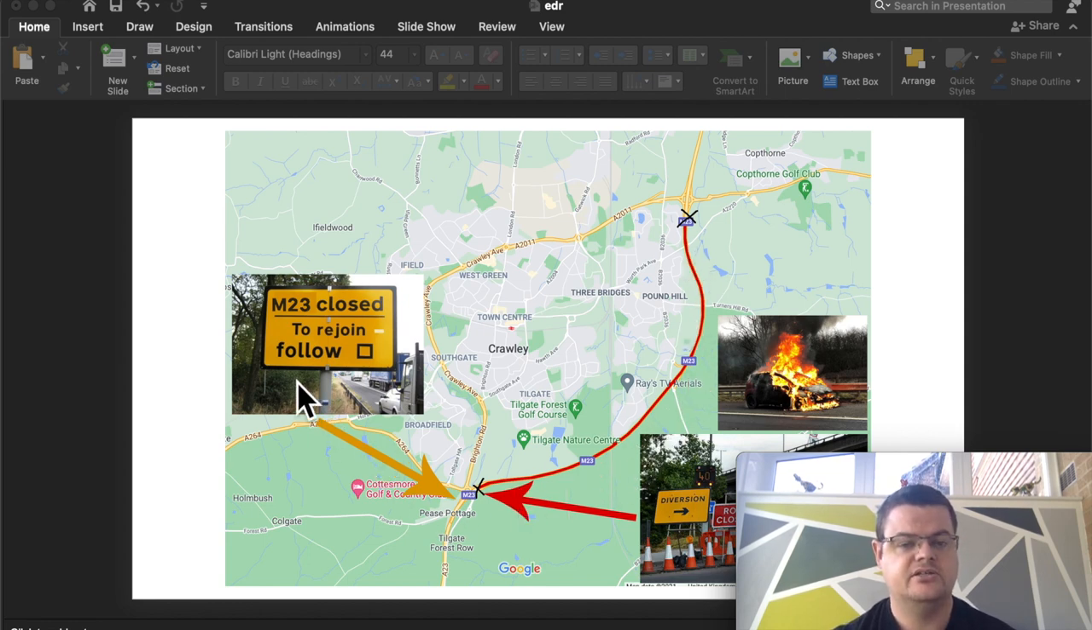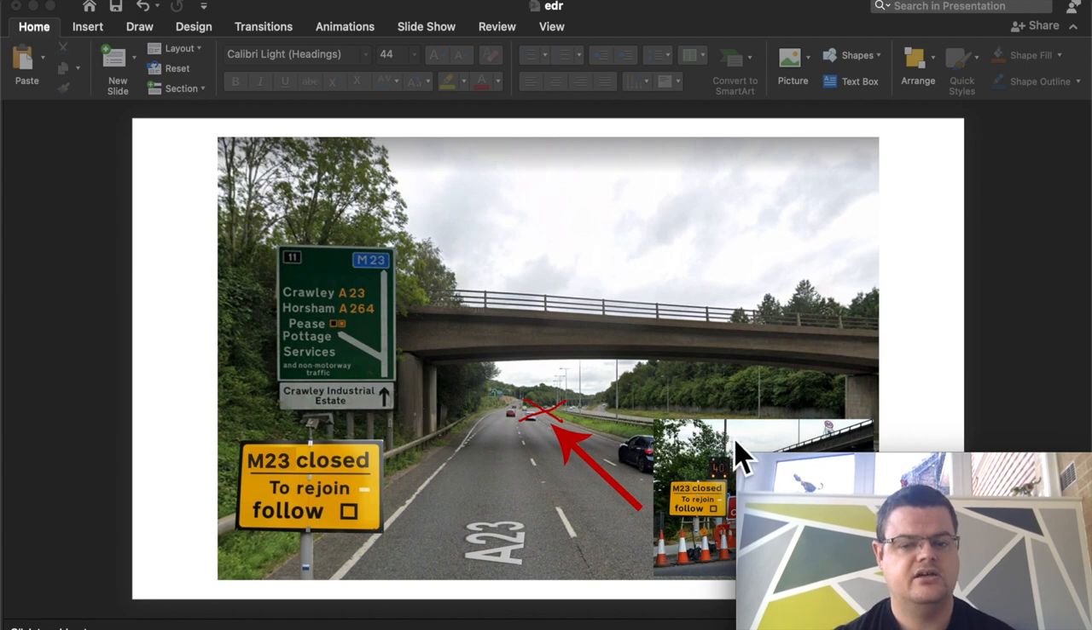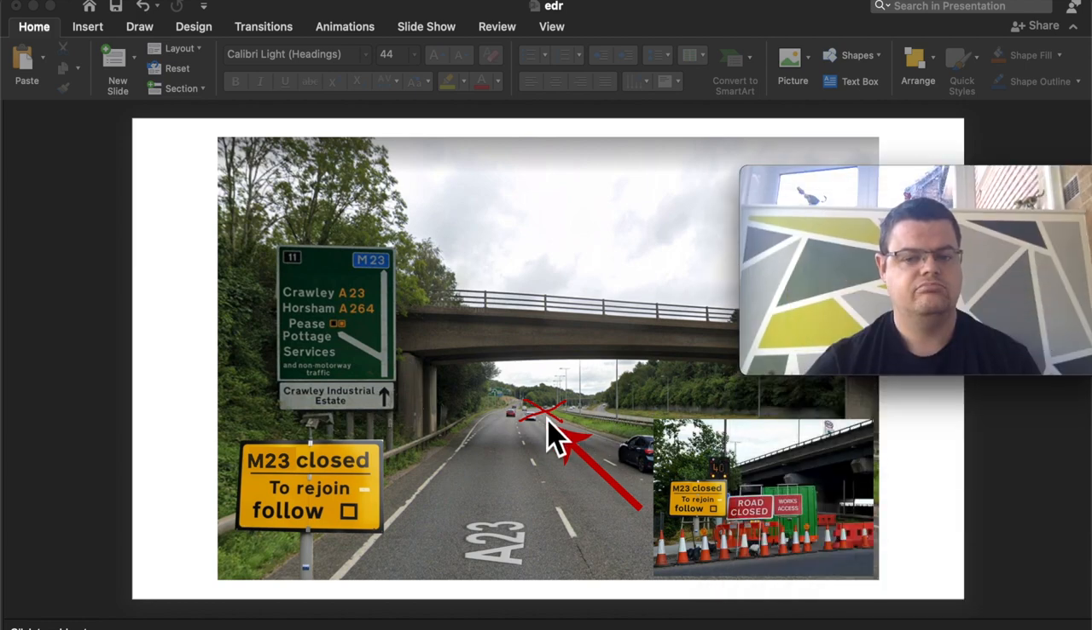So there's then going to be a sign that will say M23 closed, and it might then say to rejoin, follow the squares. So we can then look at the road signs for those squares. So let's start here. Again, imagine the road's closed here. Going to have this sign, M23 closed, to rejoin, follow the squares. We can see the squares on the road sign here.